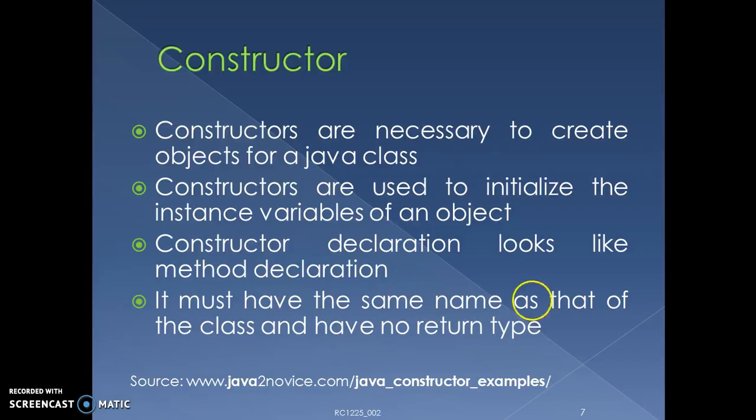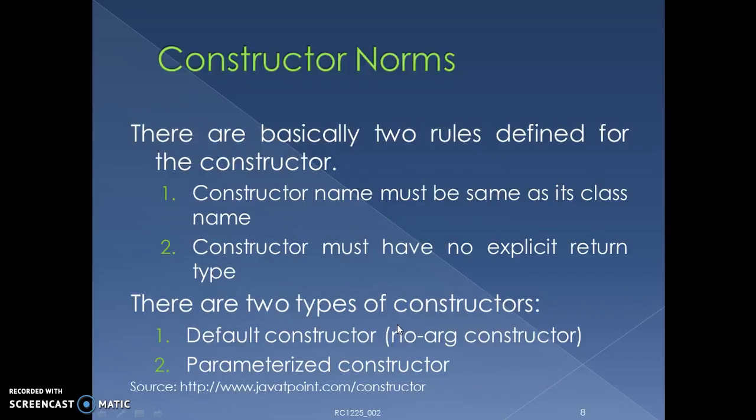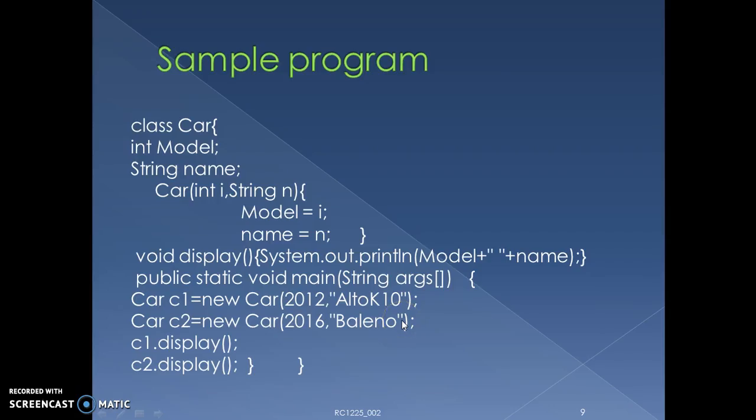The constructor declaration looks like a method declaration. It must have the same name as that of the class. It has no return type. But you need to follow two guidelines: the constructor name must be the same as the class name, and the constructor must have no explicit return type. There are two types of constructor available: the default constructor and the parameterized constructor. We'll see a simple program related to this.